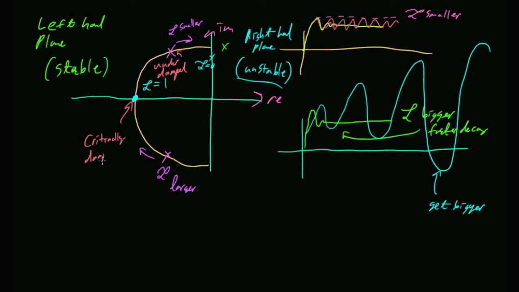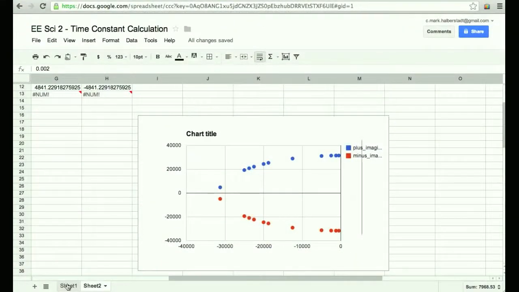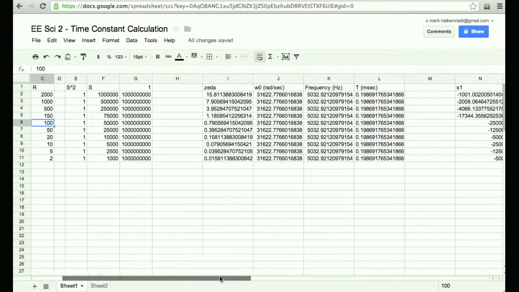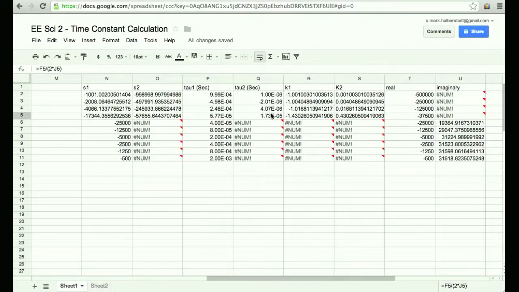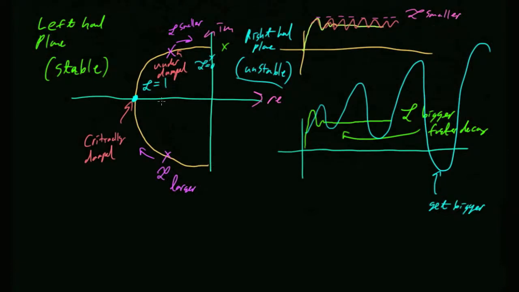Let me pop back here to our original spreadsheet for, let's say, a resistance of... okay. So if I have a resistance of 150, which is just after zeta passes through 1, so for resistance of 150, my value of zeta is just a touch bigger than 1. And my two roots are at minus 17,000 something and minus 57,000. So here's minus 15,000 something and here's minus 17,000 something, or whatever it was.